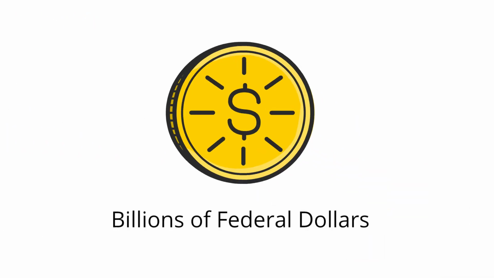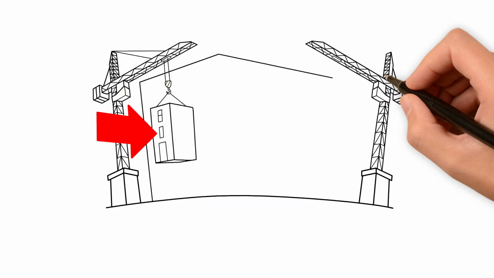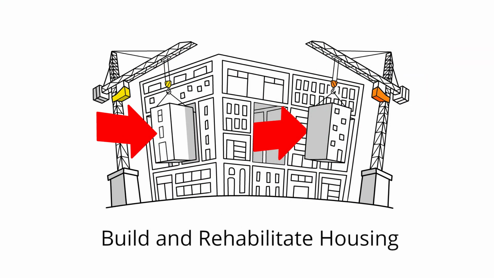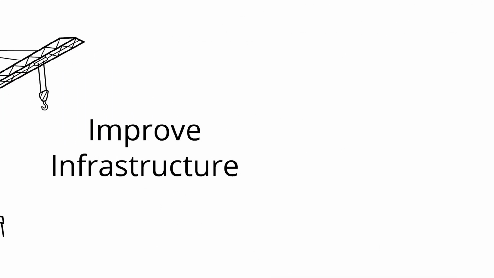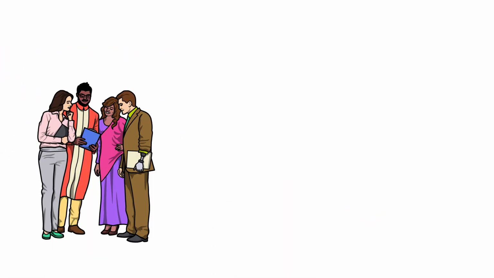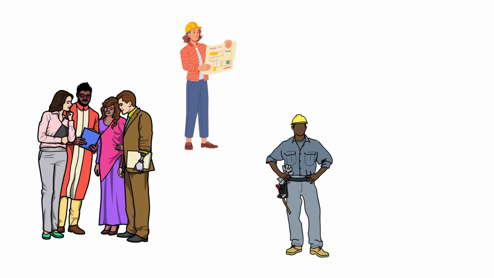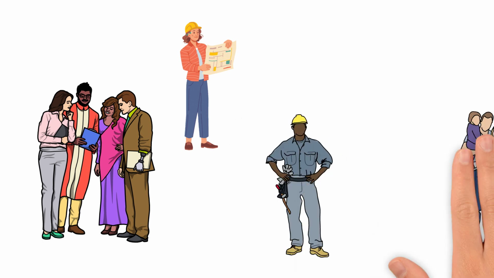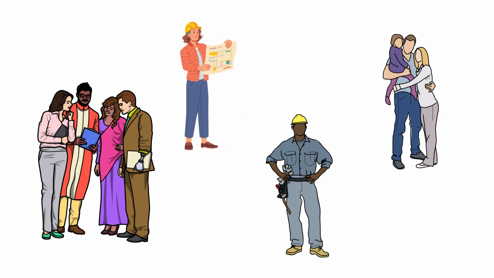Each year, HUD invests billions of federal dollars into distressed communities across the country for projects that build and rehabilitate housing, improve infrastructure, and help families achieve self-sufficiency. Through Section 3, HUD recipients and their subrecipients, contractors, and subcontractors provide the opportunity for low and very low income families to achieve and maintain self-sufficiency.